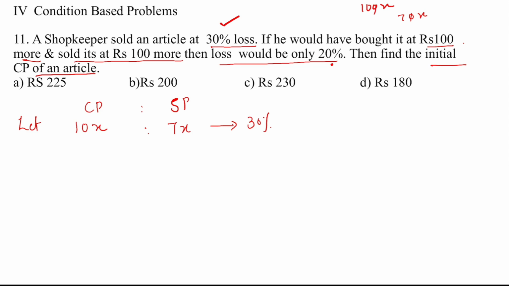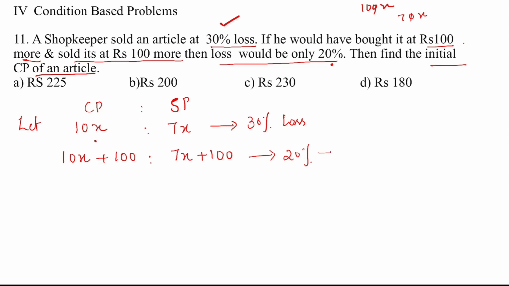So he bought at 10x, and he has sold at 7x. So then he has incurred a 30% loss. Then the next condition: if he had bought it for rupees 100 more, initially he bought for 10x, so 100 more, and sold it for rupees 100 more. Initially he is selling at 7x, so he should sell 100 more, means plus 100. Then the loss would be only 20%.